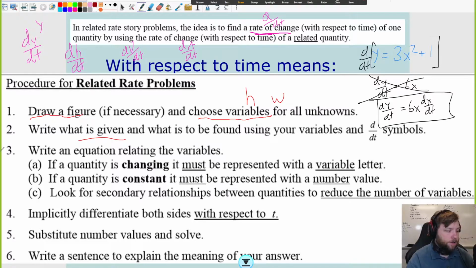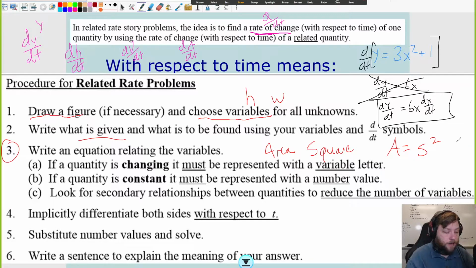And then step 3, write an equation relating the variables. I think that's part of step 2 sometimes. It's just write everything. Is there an equation related to this? Are we talking area? Sometimes I give you the equation. Sometimes I say, hey, we're talking about the area of a square. I can't write at all. Well, I don't have an equation for the area of a square, but I know area equals side squared would be the area equation of a square. So I might write those out.